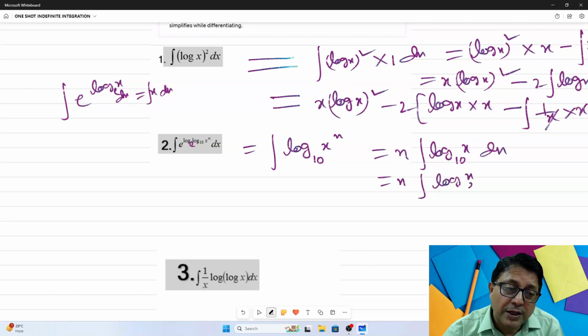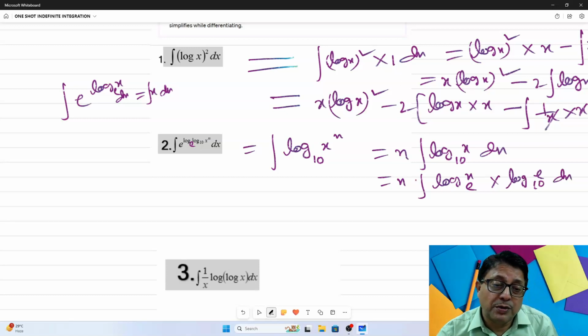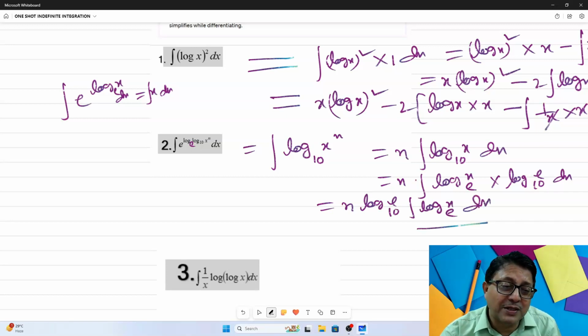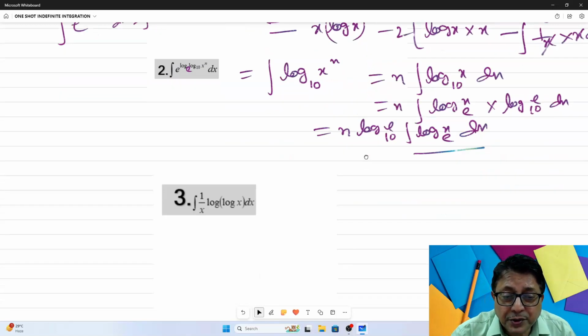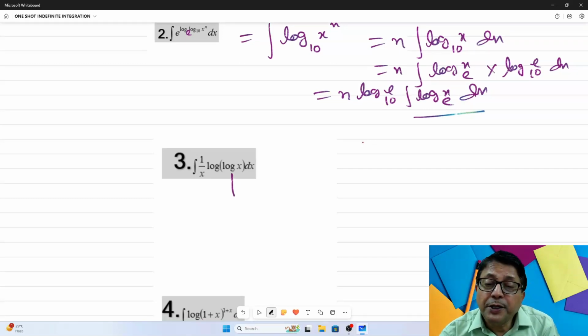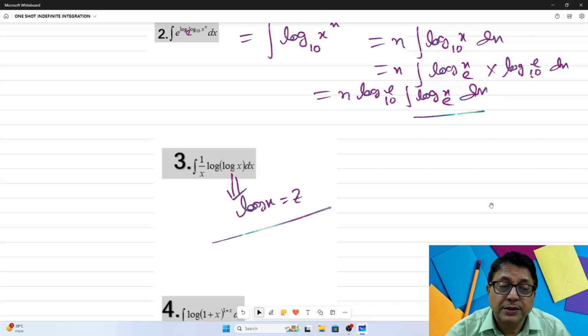Log. There is a chance of asking this kind of question because you are applied mathematics students. Log always will be under control. So n log e base 10 integration log x base e dx. This one by parts I showed in the previous sum. You need to complete. This one again will be changed to this form, log z dz form, if you make a substitution log x equal to z.